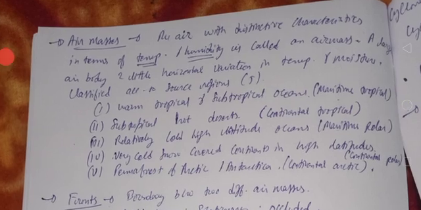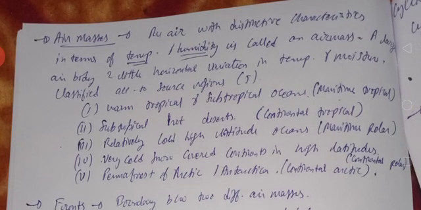So the next point is air masses. The air with distinctive characteristics in terms of temperature and humidity is called an air mass. An air mass is a large air body with little horizontal variation in temperature and moisture.